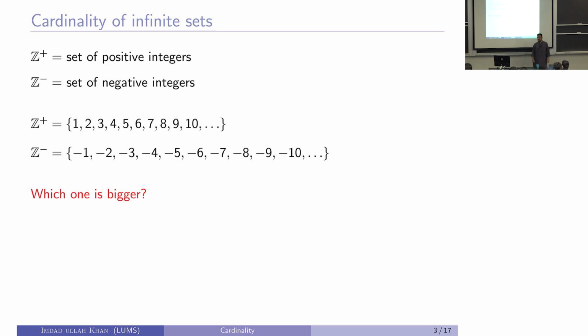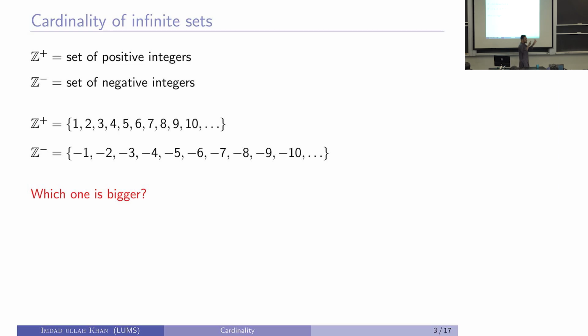So this is what we discussed. Okay, let's talk about some infinite sets. Z plus, the set of positive integers, right? And Z minus is the set of negative integers. I have listed both of them and given a description of both of them. I am asking you which one of these two is the bigger set, which one has bigger cardinality.